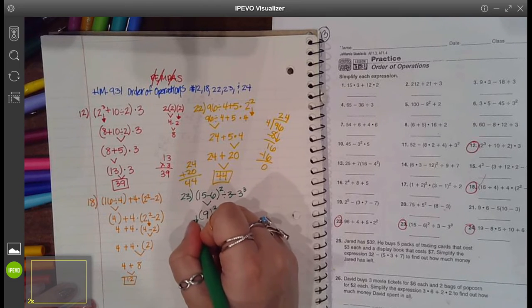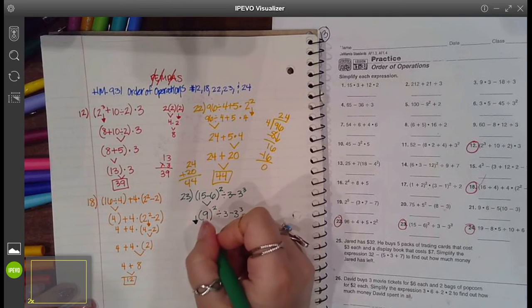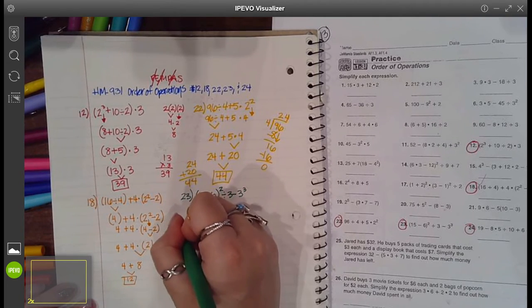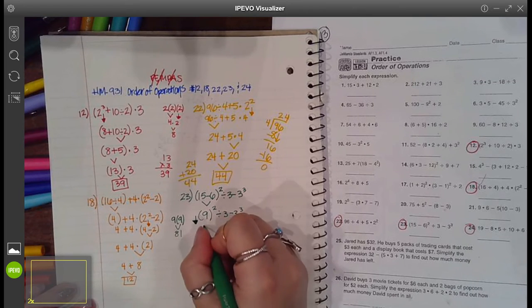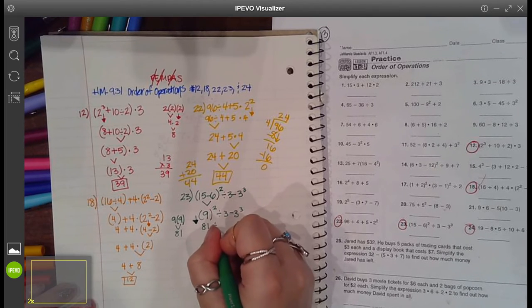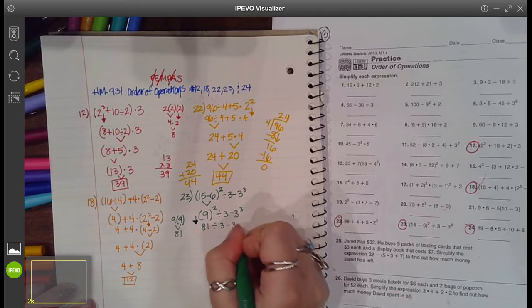Exponents. You have 9 squared. 9 squared is not 9 times 2. It is 9 times itself 2 times. 9 times 9 is 81. Bring down your divided by 3 minus 3 cubed.